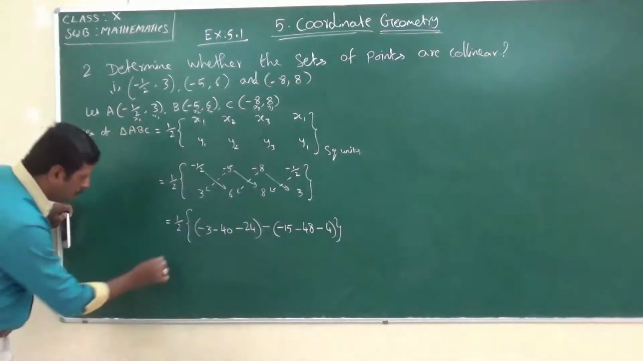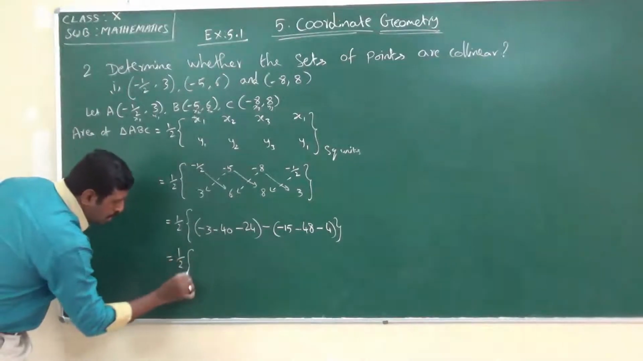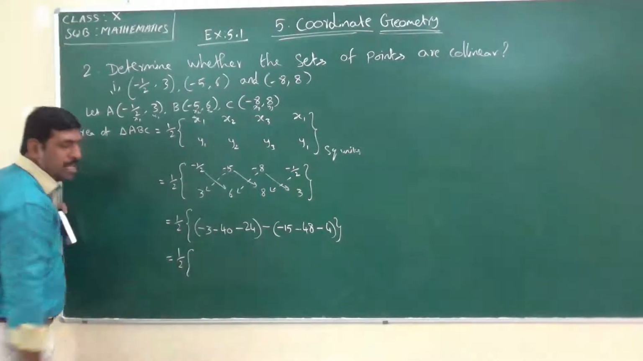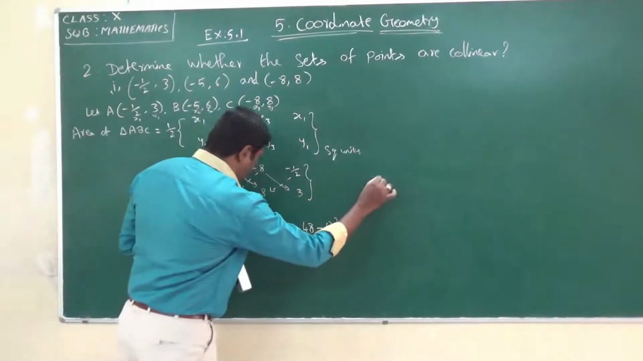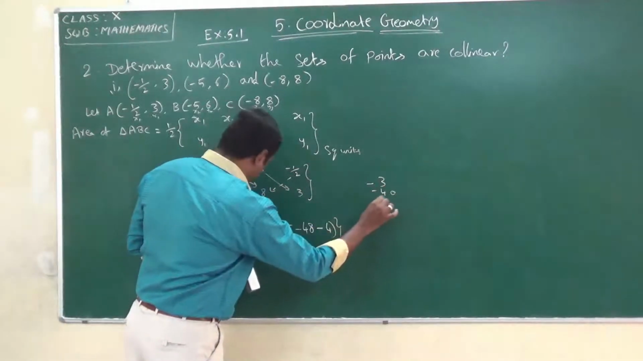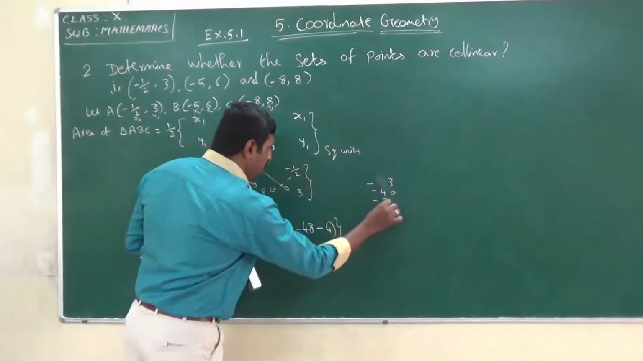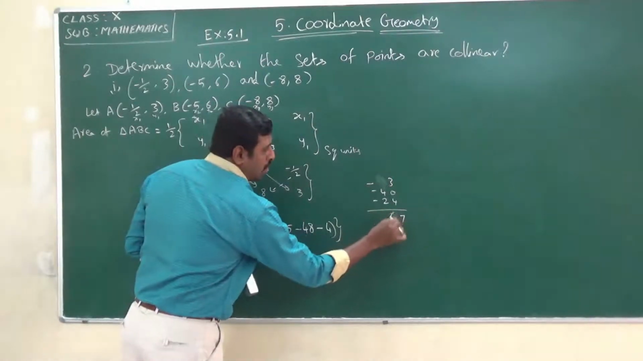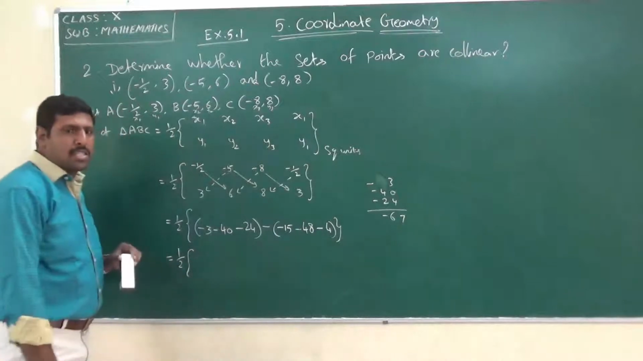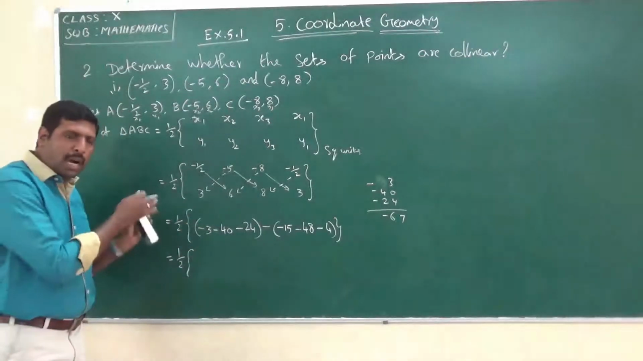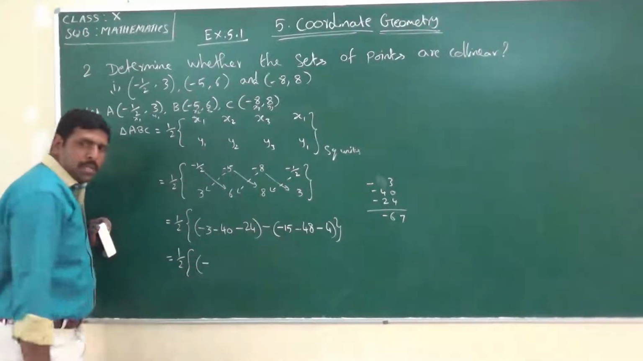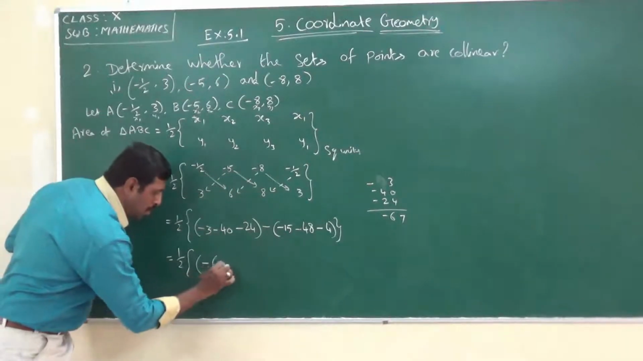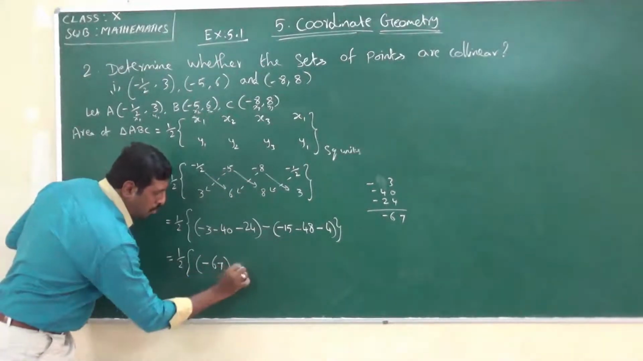Now simplifying. See, all the terms are negative values. So minus 3, minus 40, minus 24. The sum of these values is 7 and then 6, minus 67. All the values are negative, so we have to put the minus symbol and add all the terms. That is 67. And here we have minus.